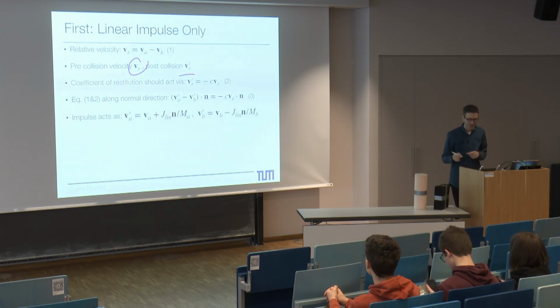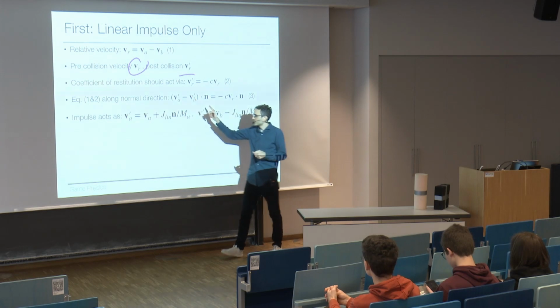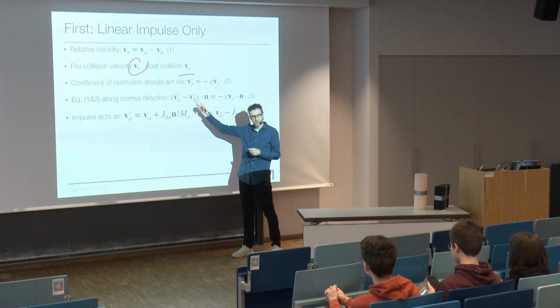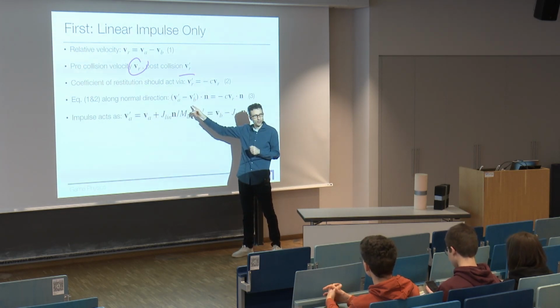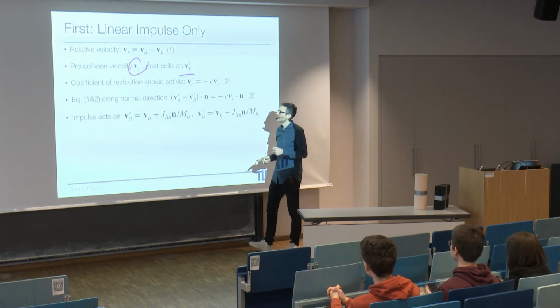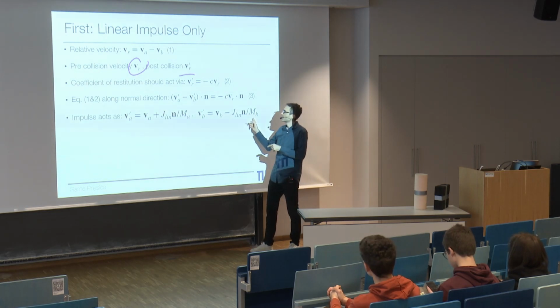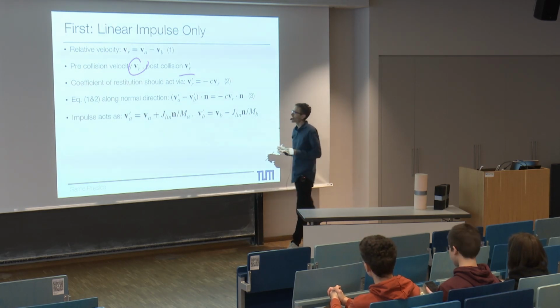Now we just need to insert how these two were computed, right? So these two values we don't know yet. That's the post-collision velocity. This is in a way what we're looking for. We don't know exactly what the values are like, but we know that these equations hold.